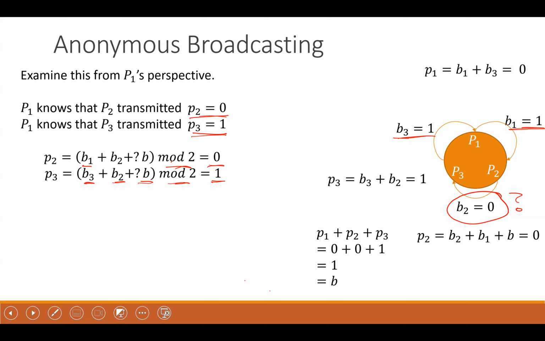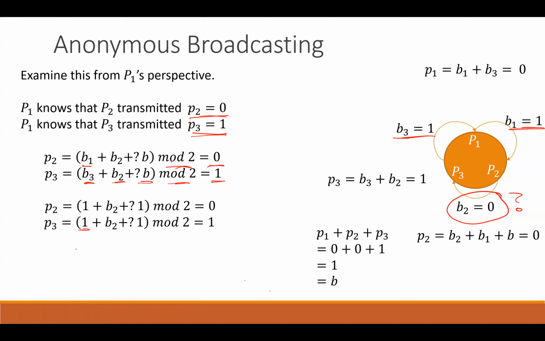If they try and figure out now what B2 is, well, they know B1 was a 1. Maybe this had that bit. And in this case, they know that B3 was also a 1. B2 was 0 or 1, and then possibly B. Okay, so what happens now if we look at B2?